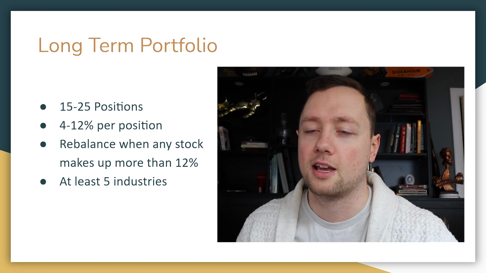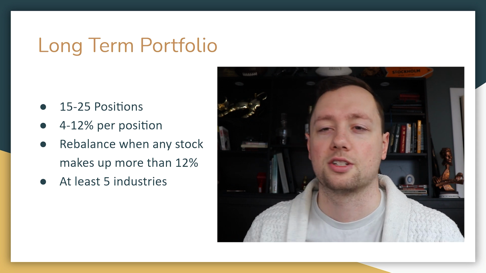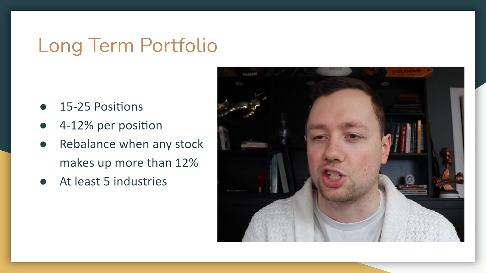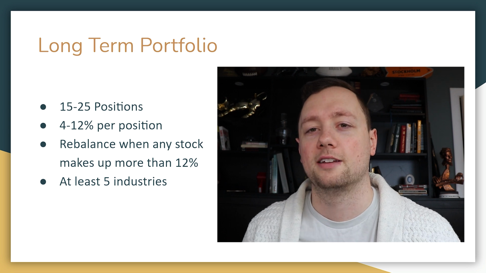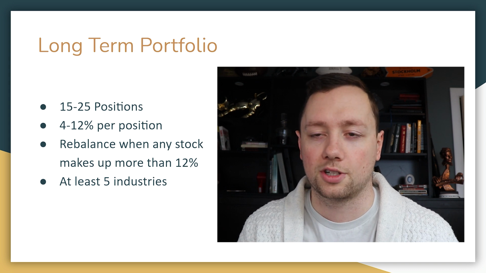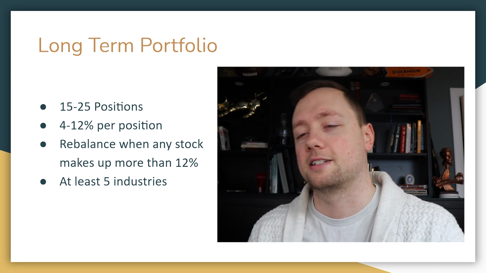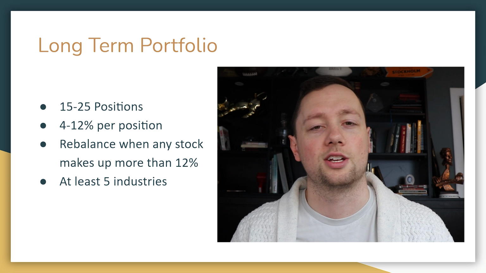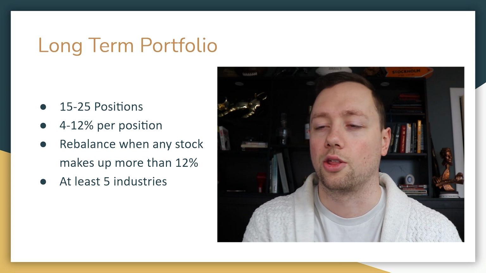And when you do this, when you have 15 to 25 positions of that 4 to 12% position size, I highly recommend that you have at least 5 different industries. That is going to give you adequate diversification between those positions, and it's going to give you good position sizing so that you can achieve steady and consistent returns throughout the years.